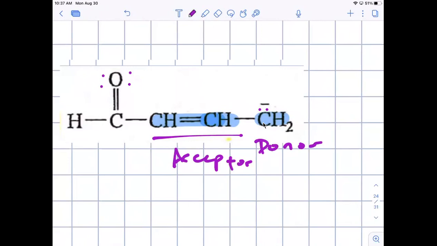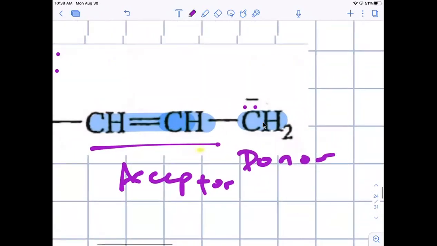Is that right? Yes. All right. Which way are my electrons going to move? To the left. Good, towards the acceptor. So I'm going to take that pair of electrons and turn it into a pi bond, right between these two carbons. What about the pi bond? What am I doing with that? You turn it into a lone pair. Turn into a lone pair on this atom right here.